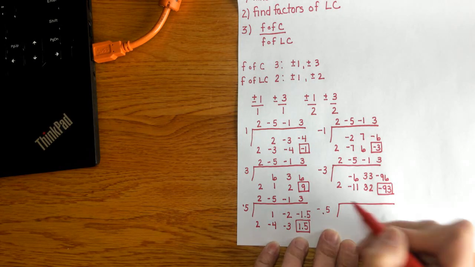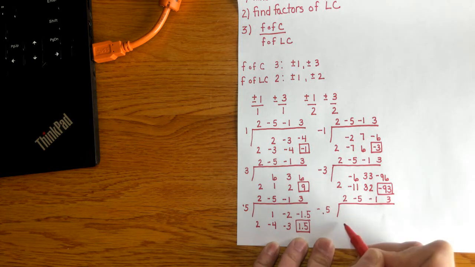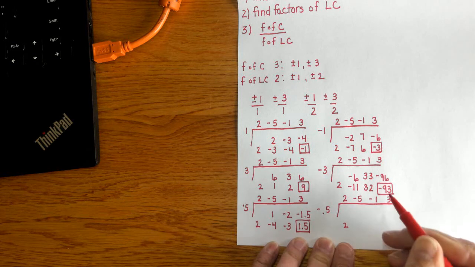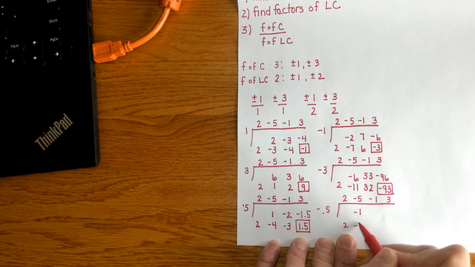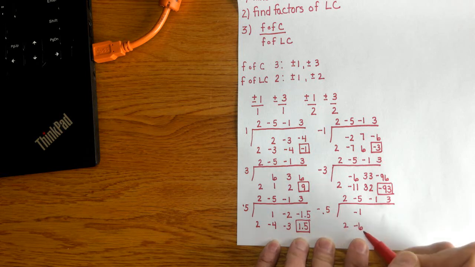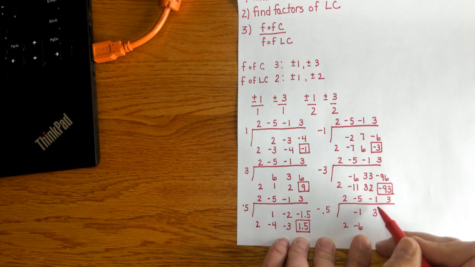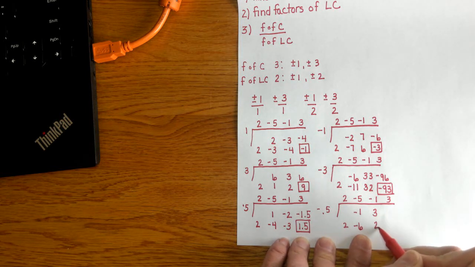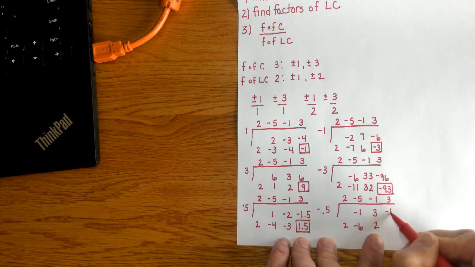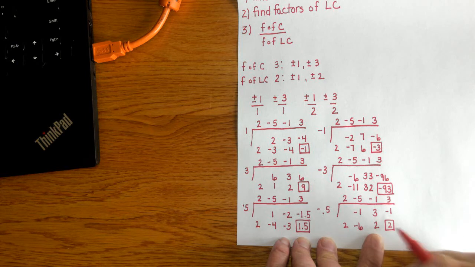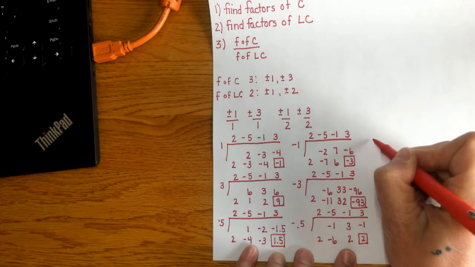And we'll see 2, negative 5, negative 1, and 3. Carry down my 2. Half of 2 is 1, so negative 1. So that's negative 6. Half of 6 is 3, and I have 2 negatives, so it's a positive. That's a 2. Half of 2 is 1, but I have a negative, and I'm left over with 2. All right, so now we're going to try 1.5.